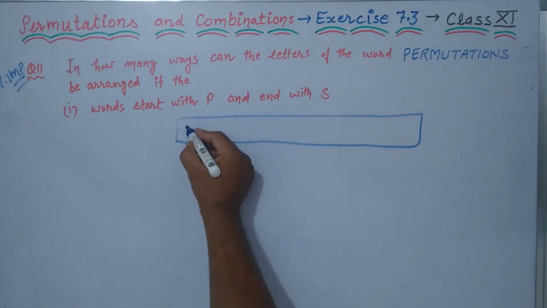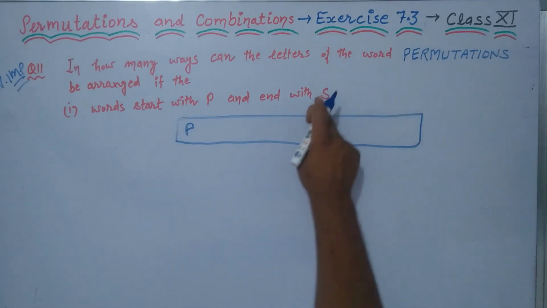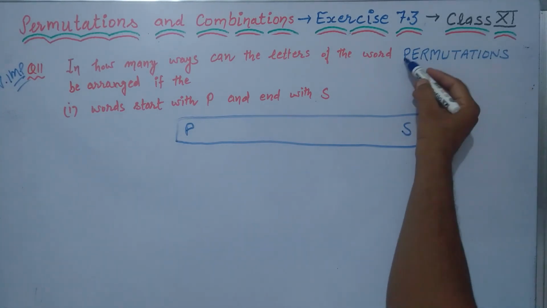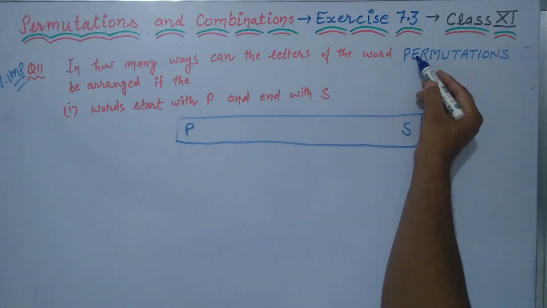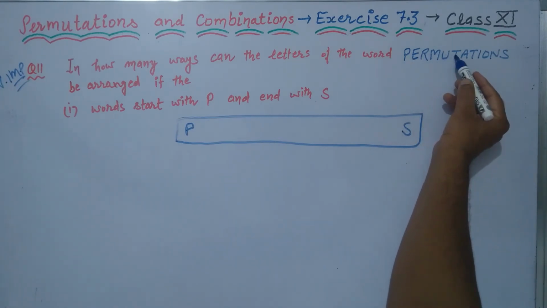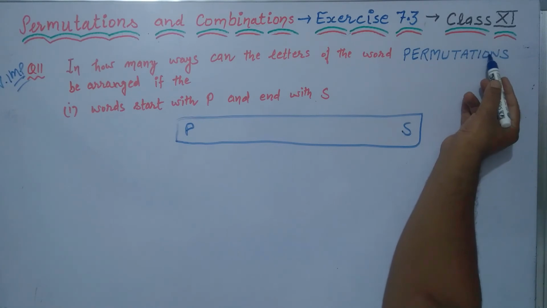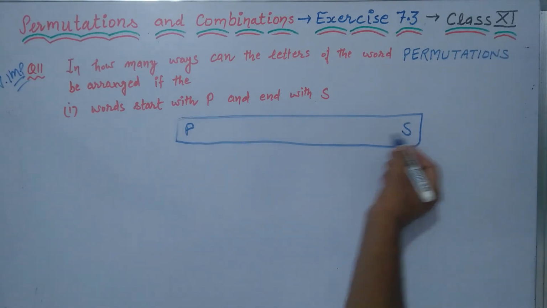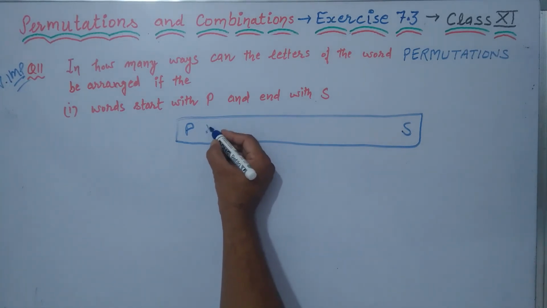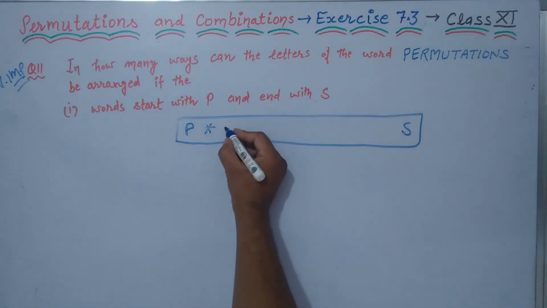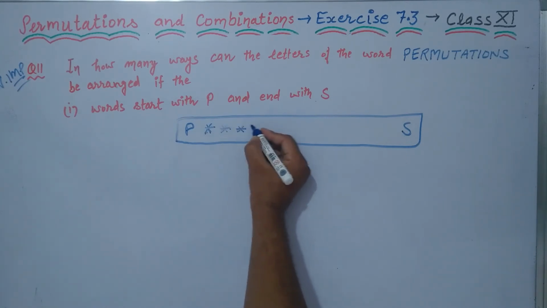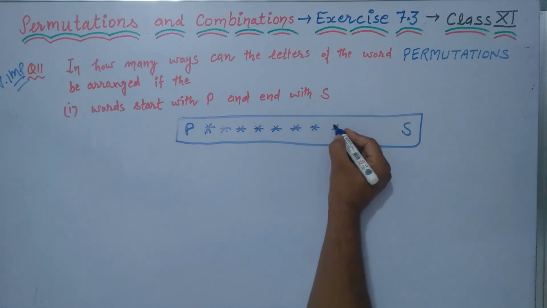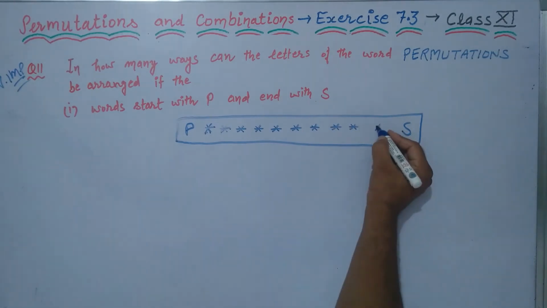Starting letter is P and ending letter is S. In between, first of all, counting the number of letters: 1, 2, 3, 4, 5, 6, 7, 8, 9, 10, 11, 12. There are 12 letters, out of which 2 are used. So now we are left with only 10 letters in between: 1, 2, 3, 4, 5, 6, 7, 8, 9, 10.